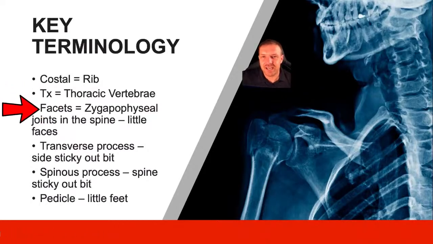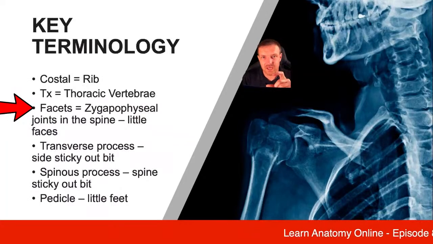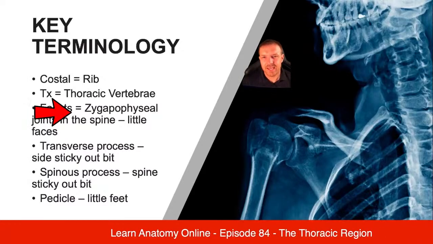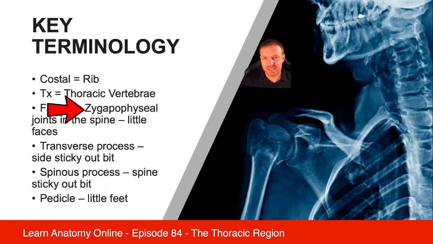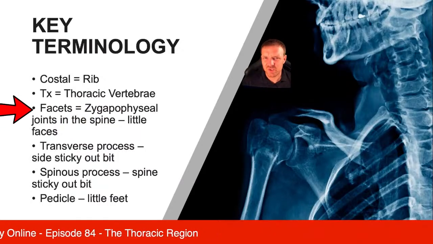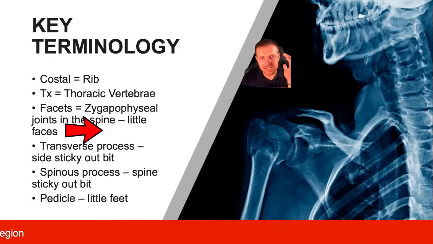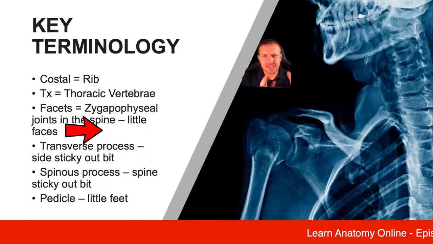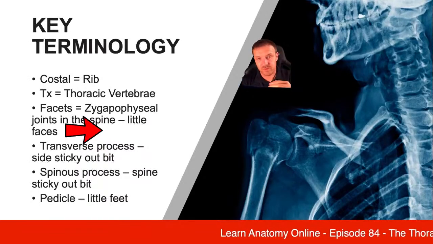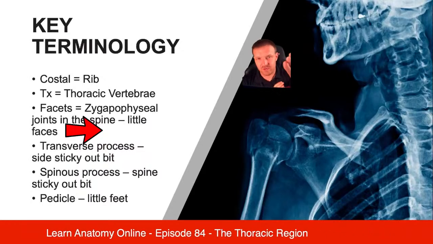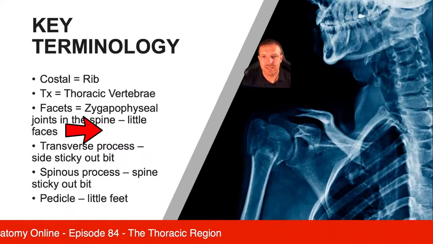And then facets, so facet joints. If you've not heard of those before, we're going to have a look at some of those. We've looked at those in the lumbar spine. It's where the vertebrae join together. The proper term is zygapophyseal joints, so we'll just stick with facets. Facet basically means little face, and they're called that because they're very smooth joints. They're a different shape in different parts of the vertebra. We've had a look at the orientation in the lumbars, and we're now going to have a look at the thoracics and the shape of those.